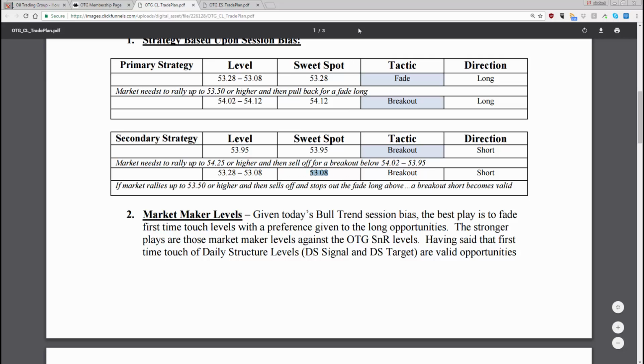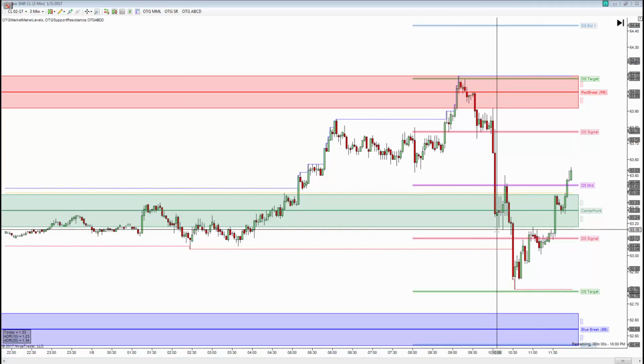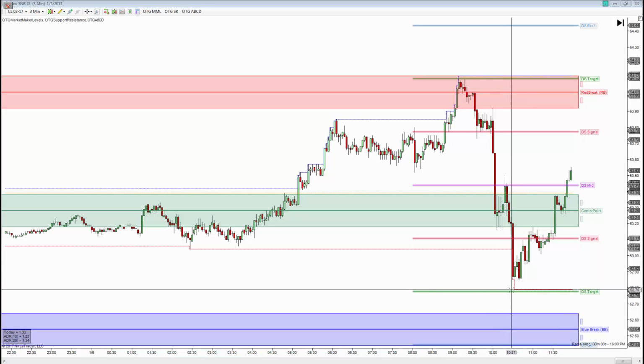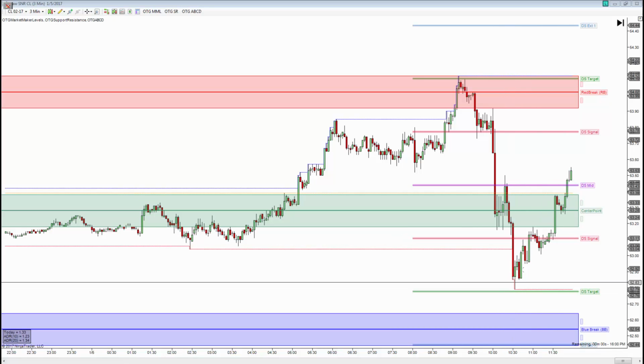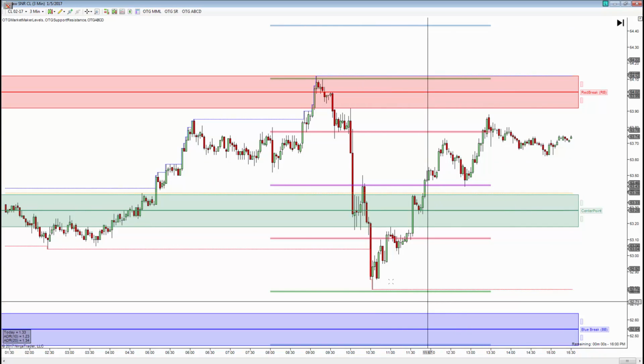53.08, right? So this is all in your trade plan published 12 hours prior to the actual time that it occurred, 53.08 on a breakout. That is right in this area here. 53.08 comes all the way down to 52.79. So there is about 30 ticks worth of action right there, right? So there was about 30 ticks worth of action in this area.